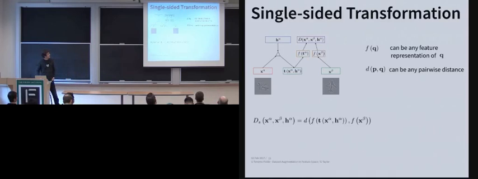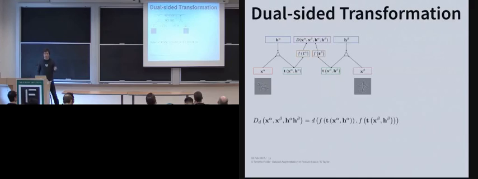Okay, so this is the single-sided model because only one of the images is transforming to do the comparison. We also have a version of this called the dual-sided transformation, which is just a very small tweak on the first one, which is both images can transform to be maximally similar to one another in feature space. So here you have a relational model on both sides, and it's actually the same model.